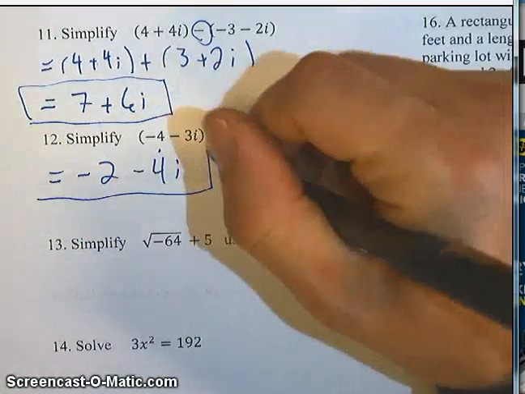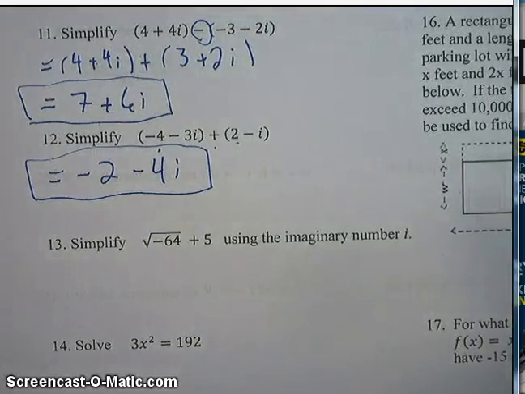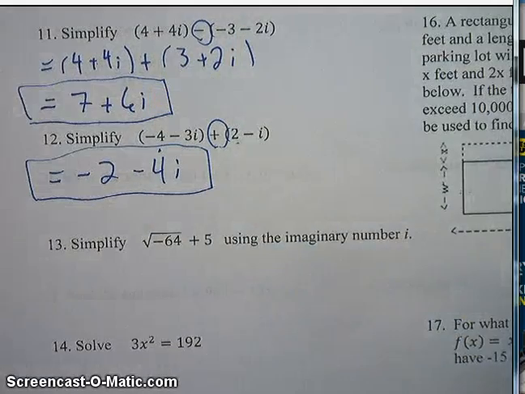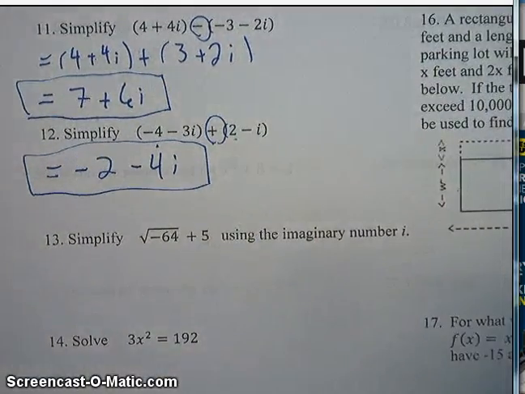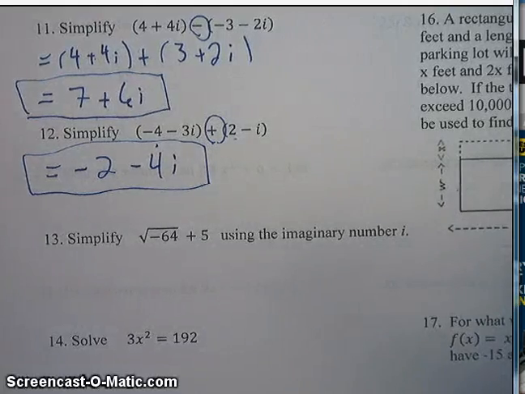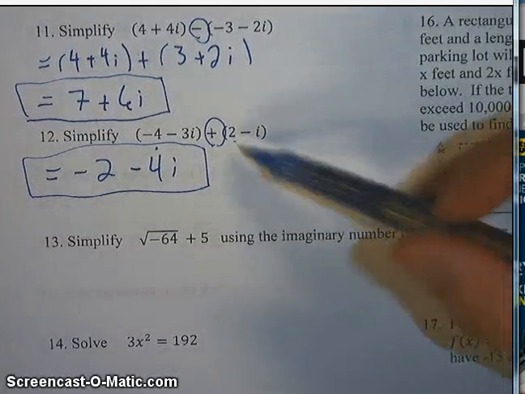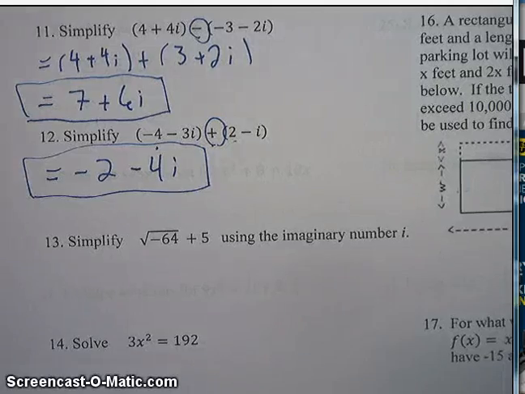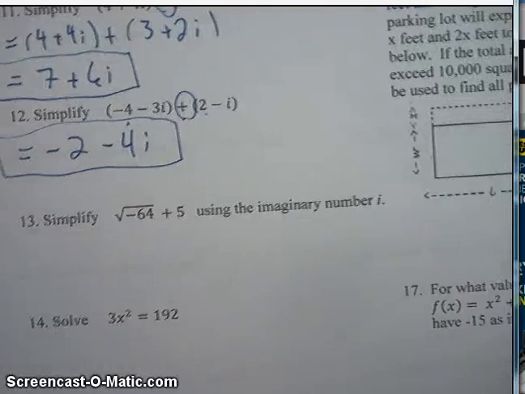It's just that simple. The mistake everybody tries to make on these problems is they don't acknowledge the plus sign. They see two sets of parentheses and they try to FOIL it out or use the box method. These are definitely not multiplication problems. These are combine like terms problems, so they're pretty simple. They're supposed to be that easy.